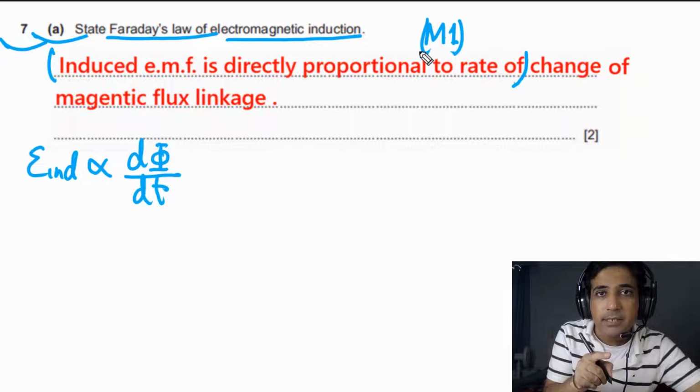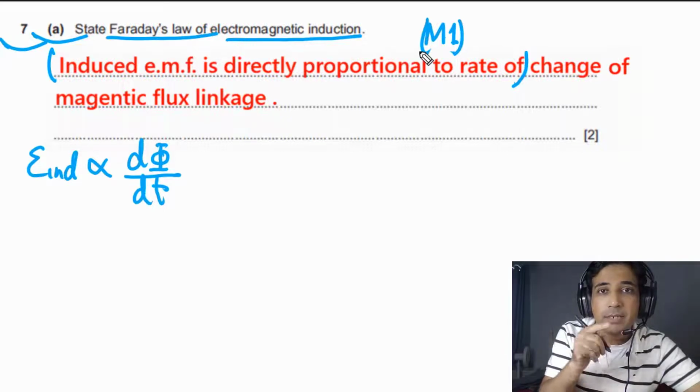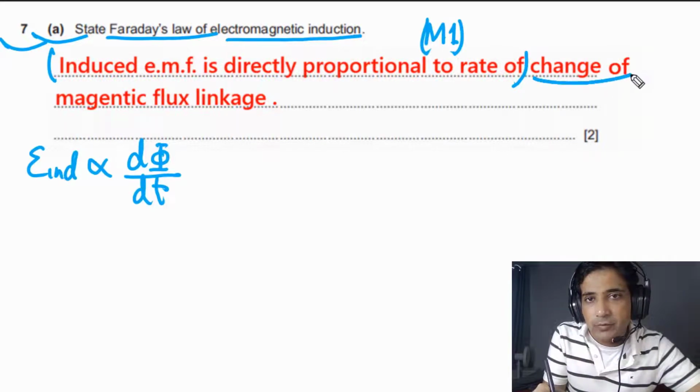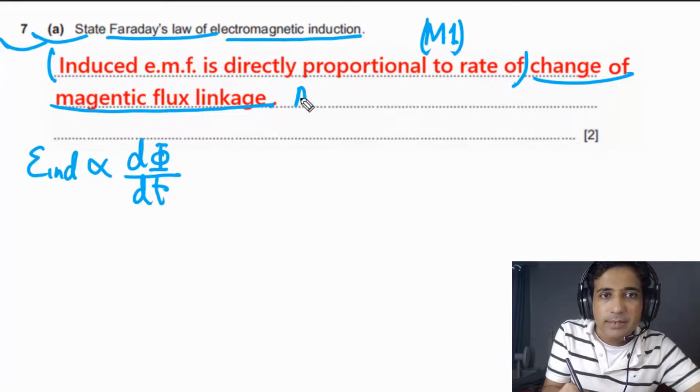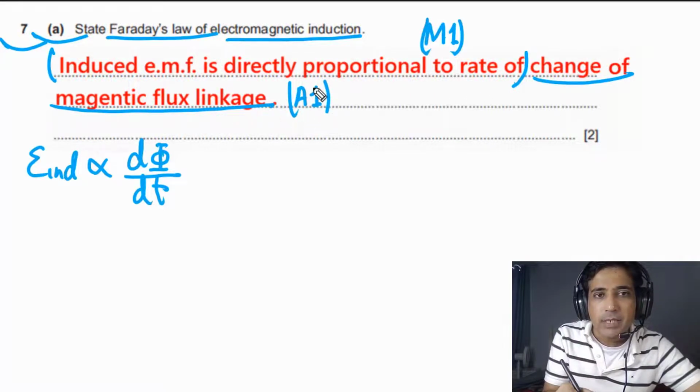If you do not get the M mark, you will also not get the next mark. The next mark is for writing change of magnetic flux linkage, and that is the answer mark. If you have got the M mark and you have written change of magnetic flux linkage, you will get the answer mark. So this is how these 2 marks will be awarded.